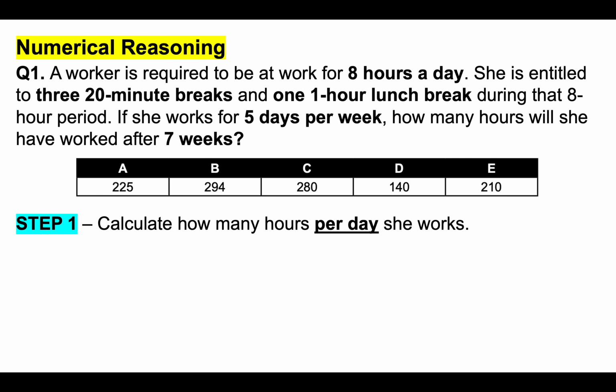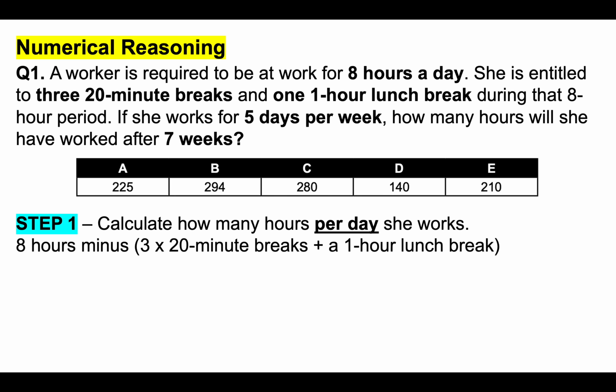And the best way to calculate the answer quickly is to use some simple steps. So step 1, calculate how many hours per day she works. Well, if she's at work for 8 hours, we have to then subtract the breaks that she has. So there are 3 20-minute breaks and then 1 1-hour lunch break. So that equals 8 hours minus 2 hours for the breaks equals 6 hours per day.